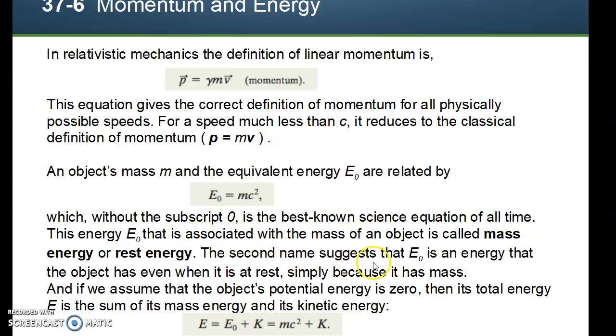The second name suggests that E0 is an energy that the object has even when it's at rest, simply because it has mass. And if we assume the object's potential energy is 0, then its total energy is the sum of its mass energy and its kinetic energy. Okay? So E equals mc squared plus K. And E equals gamma mc squared would be another way of looking at this.